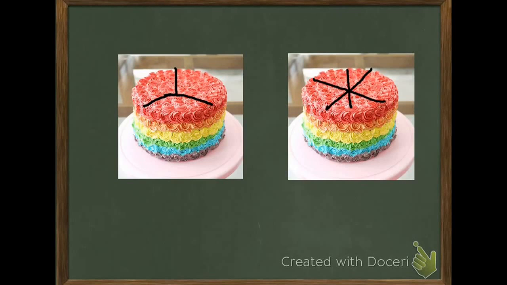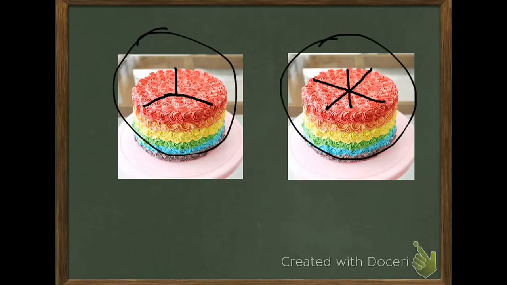What happens when you take a cake the exact same size and you cut it up into more pieces? Well, what happens is the more pieces you have, the smaller your piece gets. Because with this cake, I only have to share with 3 people. And this cake, I have to share with 6 people. So my pieces are getting smaller. So let's turn this into a fraction.